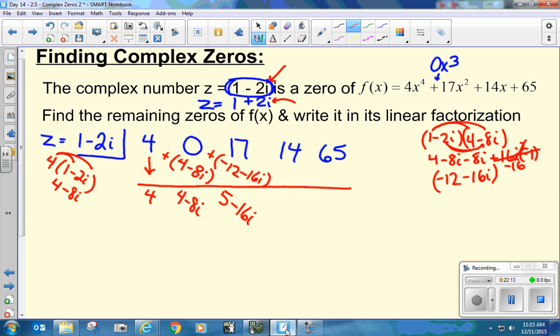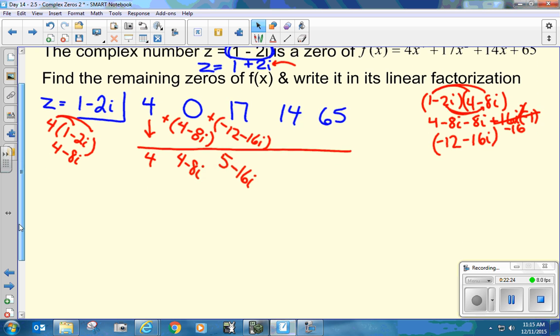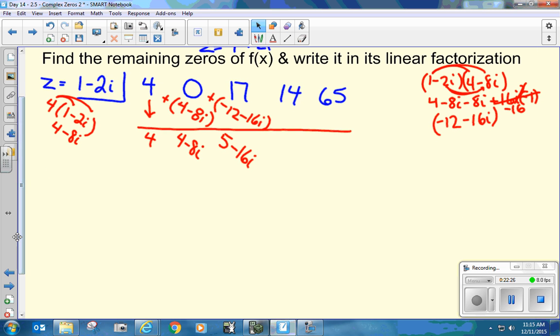That's how it works. Now, I've got to multiply 1 minus 2i times 5 minus 16i. You can see why I gave you a little bit of room here. When we get done and it works out right, it makes doing this work not half as bad. It doesn't make it awesome, but it's not as bad as when you get it completely wrong. So I'm going to go 1 minus 2i times 5 minus 16i.